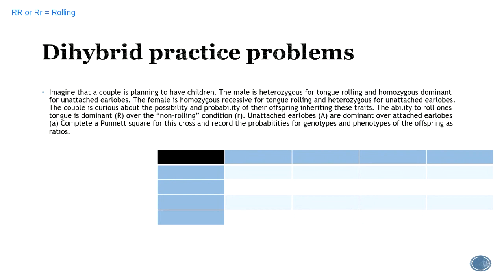Little r equals non-rolling. Well, now I know. So you can fast forward this until I get to the genotypic part if you want to in the video. I'm so sorry. I did not think that was going to happen.